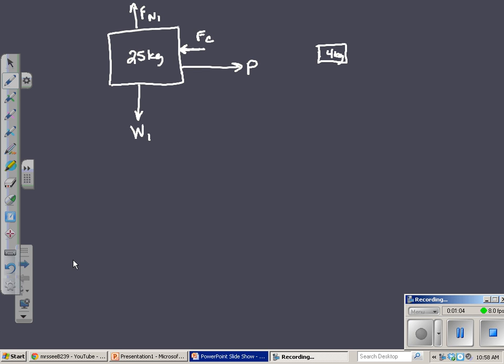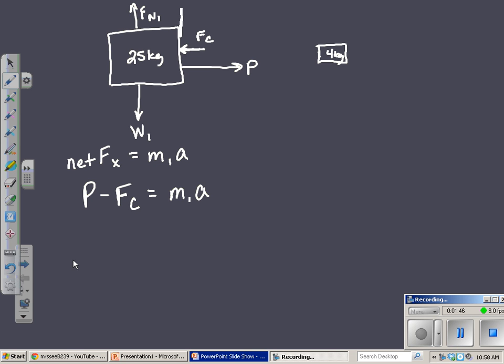Because of that, we can say that the net force over here in the x-plane will equal m1a, all right? If that's the case, then we can also say that the net force in the x direction on this block is P minus Fc because they're in opposite directions, and that'll equal m1a. All right, so at this point, that's where we are. Now, let's go over to the small block as well.